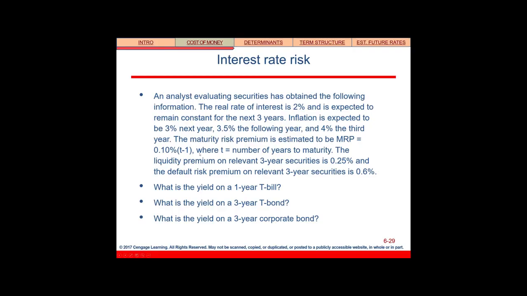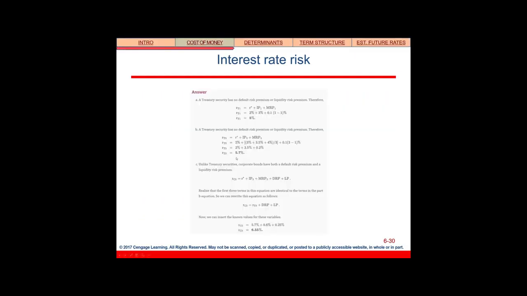Here t is equal to 3, so the MRP will be equal to 0.2%. So it means it's 2% plus the 3.5% inflation premium plus the 0.2%. So that would be 5.7%, right? Yeah, you see here, it's 5.7%. The first question is 5% because the maturity risk premium is 0, so it's not there. You only need to consider 2% plus 3%, equal to 5%.